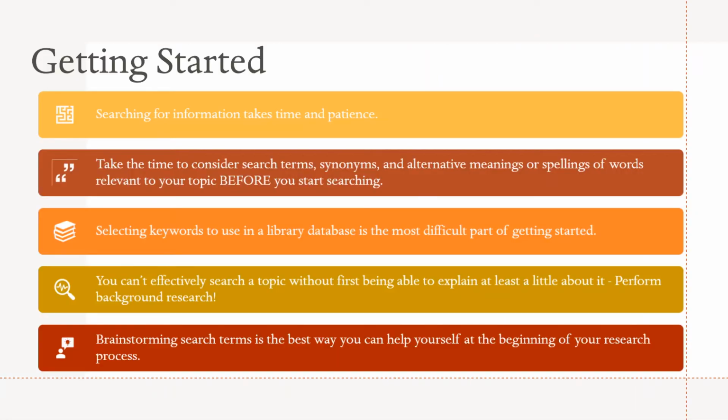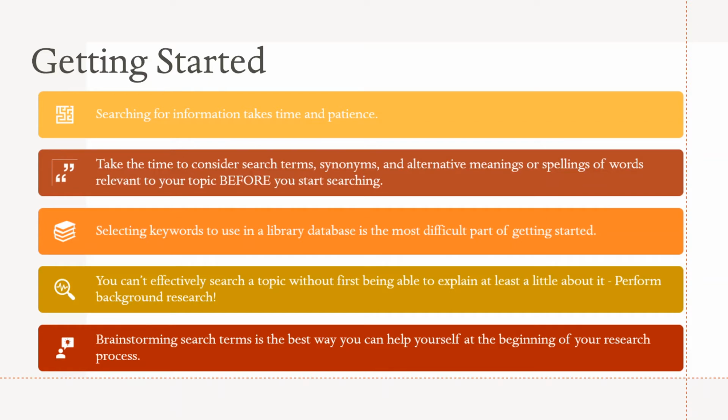Part 1. Identifying keywords. Experienced researchers understand that searching for information takes time and, more importantly, patience. This includes taking the time to consider search terms, synonyms, and alternative meanings or spellings of words relevant to your topic at hand. Selecting keywords and terms to use in a library database or other search engine is often the most difficult part of getting started.